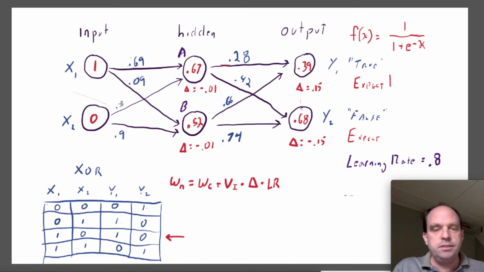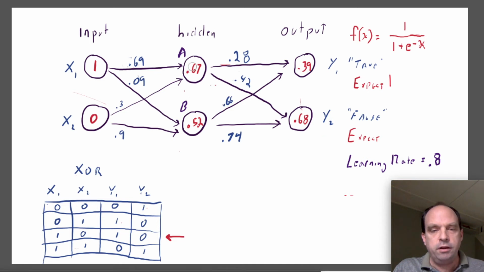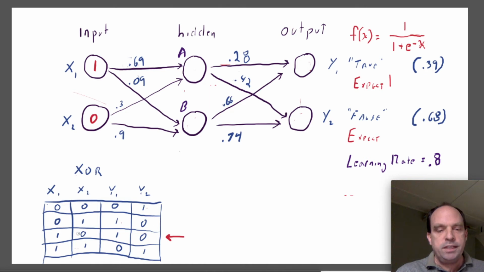Notice that these two didn't move at all because node X2 had a value of 0, so it didn't actually contribute anything to these values. So now that we've calculated new weights, we can get rid of all these deltas, and we can also remove the previous values from the hidden and the output nodes. I'm just going to save our previous results up here so we can compare them as we go through the network again. So now we're going to present the exact same example to the network.